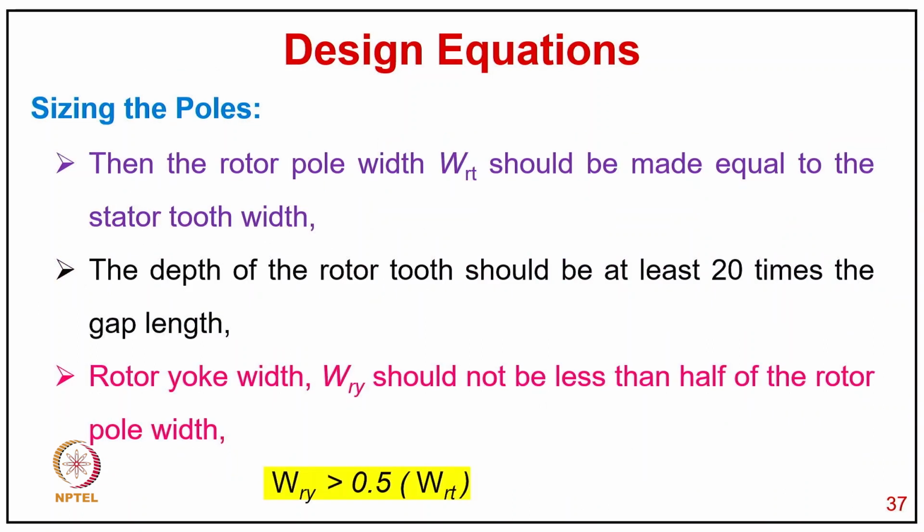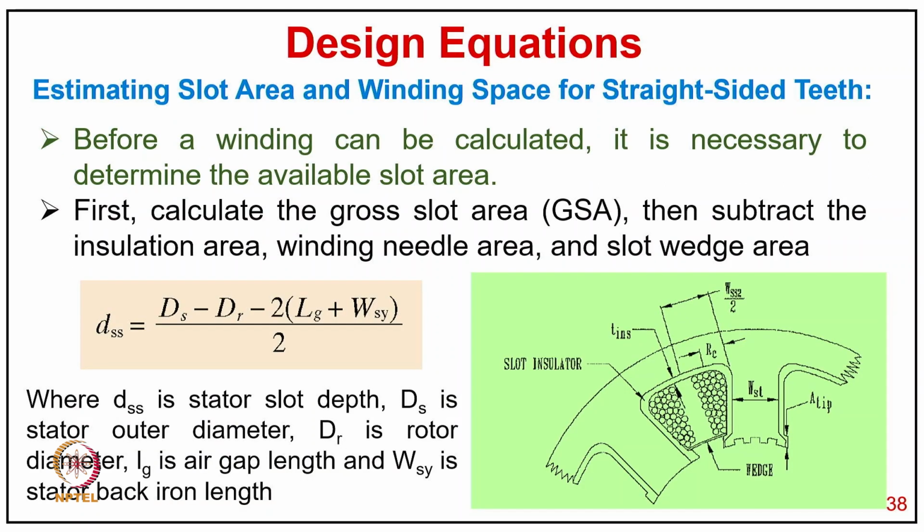Now sizing the pole, then the rotor pole width WRT should be made equal to the stator pole tooth width, and the depth of the rotor tooth should be at least 20 times the gap length, and rotor pole yoke width WRY should not be less than half of the rotor pole width, that is WRY greater than 0.5 WRT. Now estimating the slot area and winding space for the straight sided teeth.